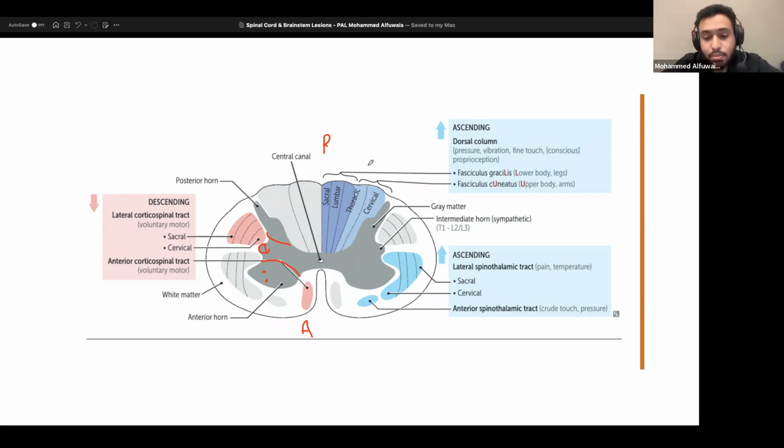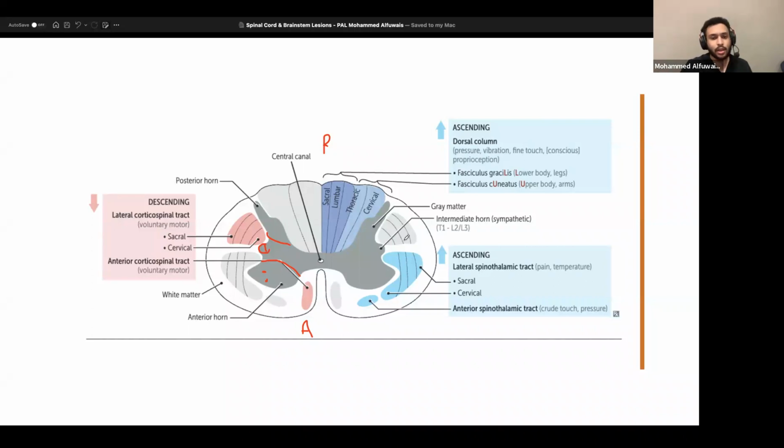The next tract will be the spinothalamic tract. Now, the spinothalamic tract will carry the sensations of pain, temperature, crude touch, and pressure. The two that you really need to focus on, remember, are pain and temperature, because that's usually what they'll give you in terms of the signs and symptoms in cases, for example, that the patient lost pain and temperature. Now, if they lost pain and temperature, think spinothalamic tract.